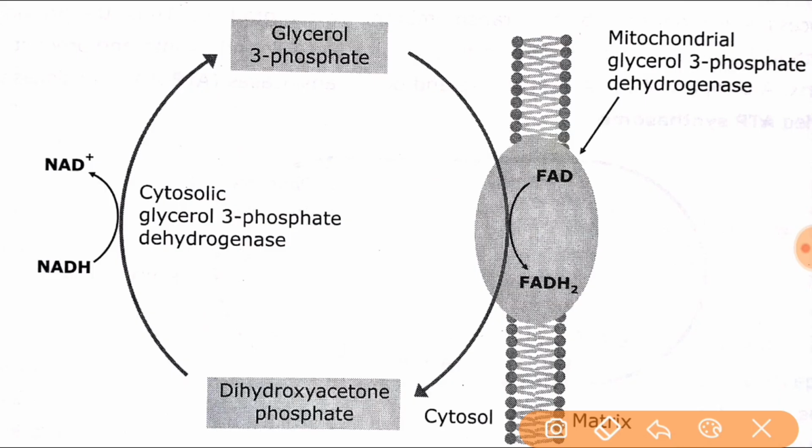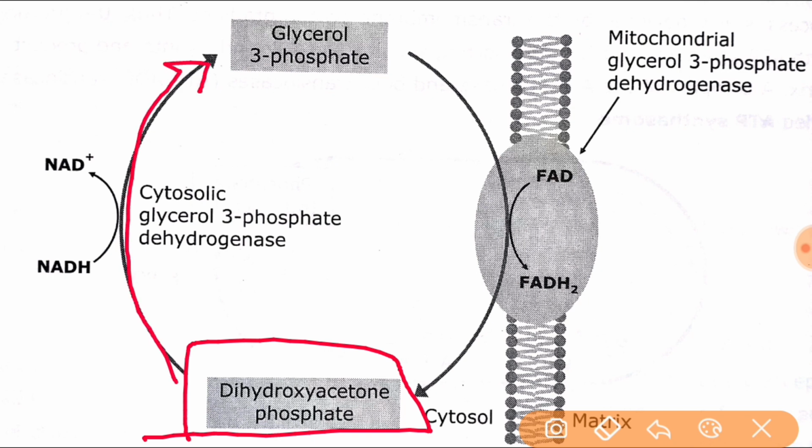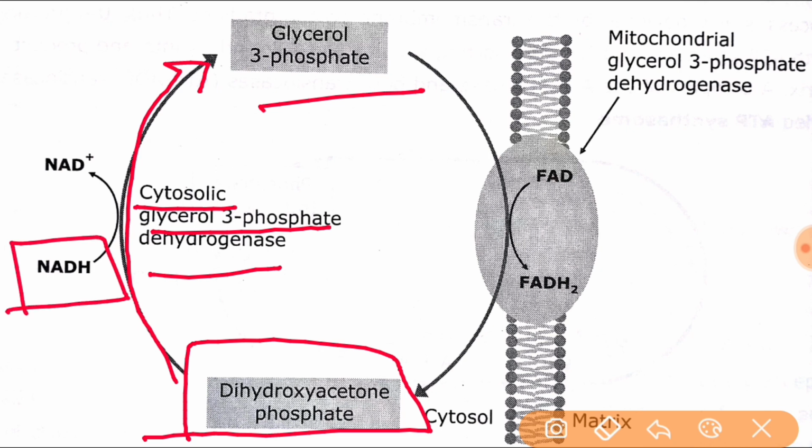Now let's discuss the glycerol 3-phosphate shuttle. So in the cytosol, what happens? The dihydroxyacetone phosphate in the cytosol gets converted into glycerol 3-phosphate in the presence of cytosolic glycerol 3-phosphate dehydrogenase, and in this process the NADH undergoes oxidation. It gets converted into NAD and it will donate its electron to the glycerol 3-phosphate.